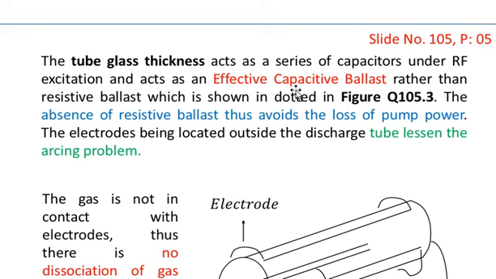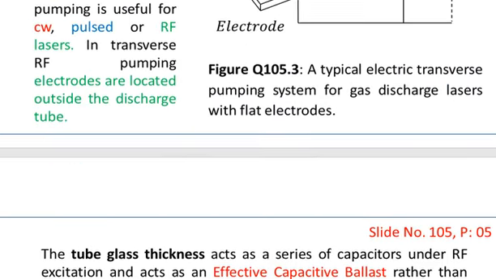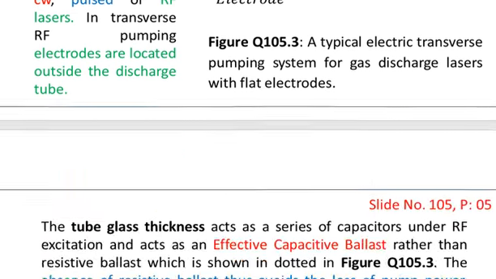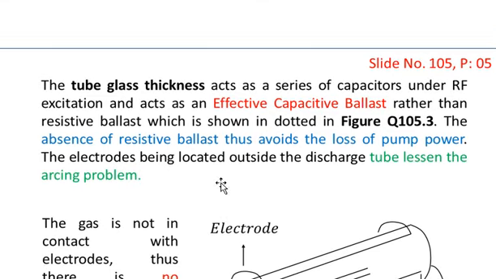So this becomes an effective capacitive ballast rather than the resistive ballast, which is shown dotted in figure number 3. So in figure number 3, we have now the effective capacitive ballast. So this is the ballast capacitor, you can say. The absence of the resistive ballast thus avoids the loss of pump power.